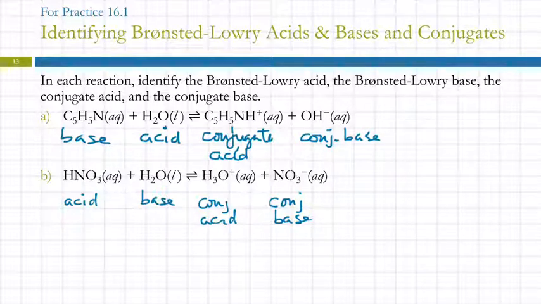Any questions? Yeah. So does it just depend on how the equation is written? Yes. It just depends on how the equation is written. If you wrote this equation with hydronium ion and nitrate ion as the reactants, and HNO3 and H2O as the products, then I would call this the acid, this is the base, and these would be the conjugates. It's a matter of perspective only. Any questions?